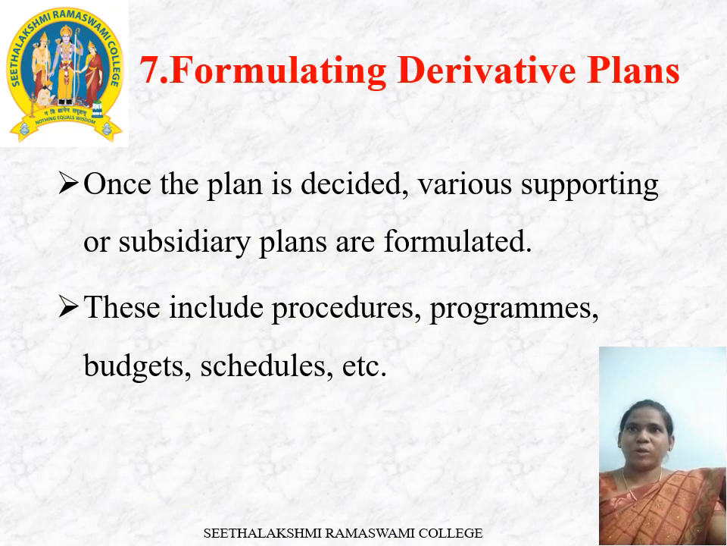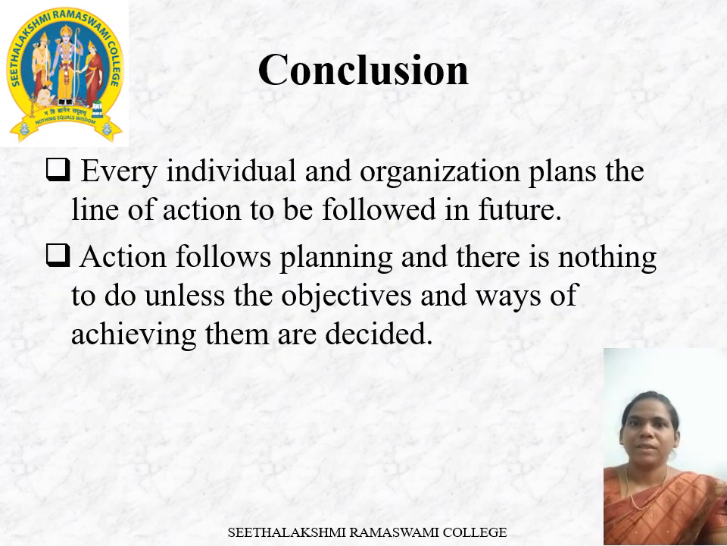Last step: formulating derivative plans. Once the basic plan, that is, policy and strategy, is decided, various supporting or subsidiary plans are formulated. This includes procedures, programs, budgets, schedules, etc. Such plans are required to implement the basic plan.